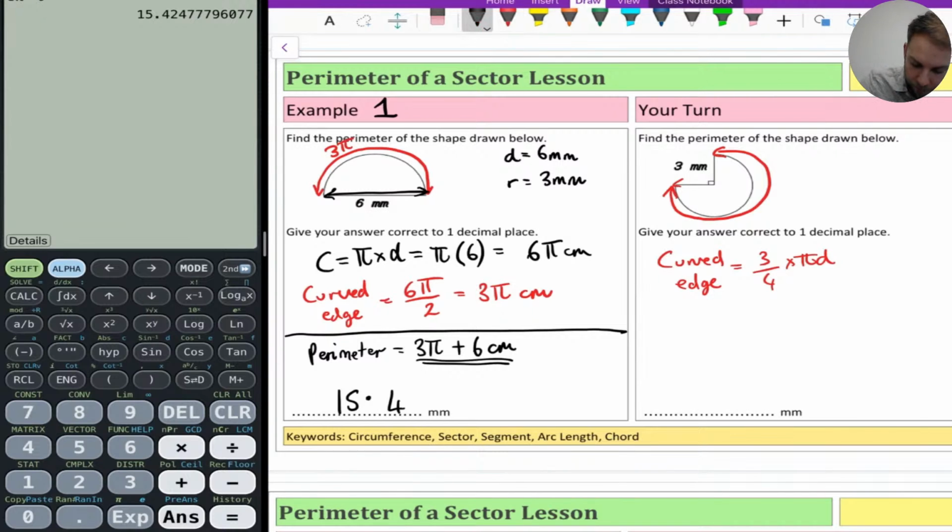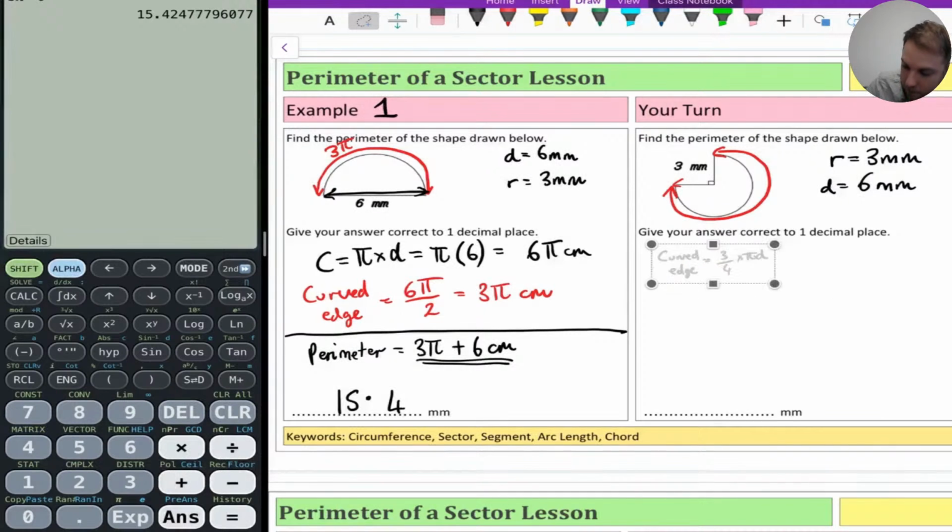So I'm going to start going through this one. In this one here, I know that my radius is equal to 3 millimeters. I know that my diameter in this case is going to be equal to 6 millimeters. This is 3/4 of a circle. So to find that curved edge, it's going to be 3/4 of the circumference. And 3/4 of the circumference is going to be equal to 3/4 times pi times my diameter, which is 6.